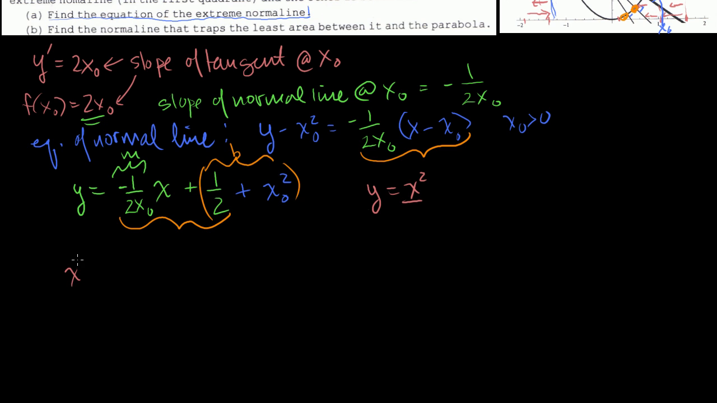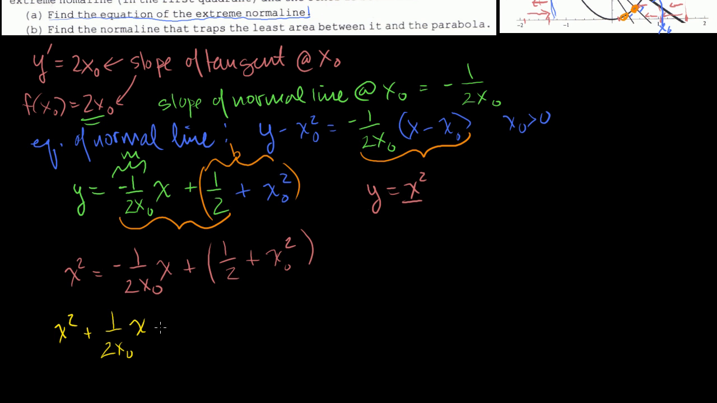So you get x squared is equal to minus 1 over 2 x naught times x plus 1/2 plus x naught squared. Fair enough. And now let's put this in kind of a quadratic equation, try to solve this so we can apply the quadratic equation. So let's put all of this stuff on the left-hand side. So you get x squared plus 1 over 2 x naught times x minus all of this 1/2 plus x naught squared is equal to 0. All I did is I took all of this stuff and I put it on the left-hand side of the equation. Now this is just a standard quadratic equation.